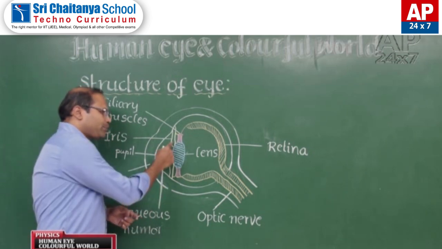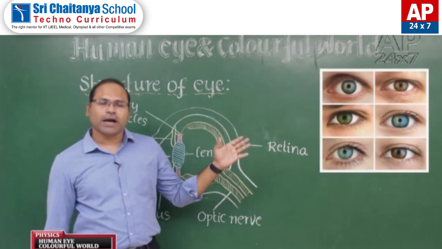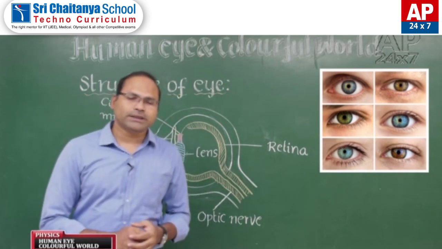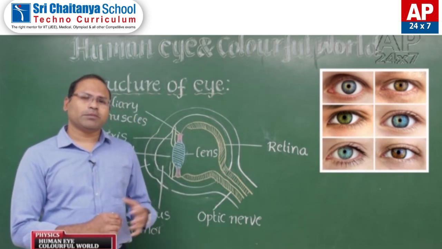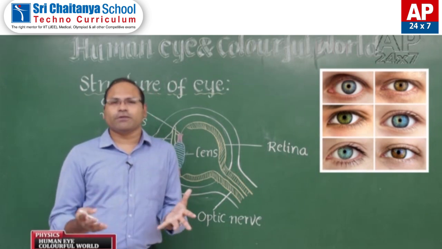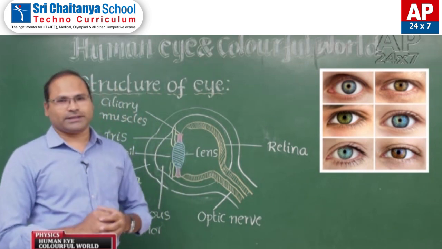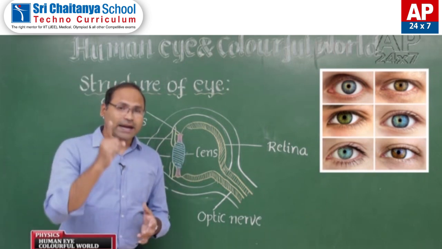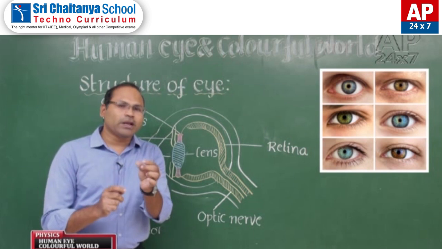Now, let us discuss this pupil and iris in detail. You can see some pictures here on the screen of different eyes. You are observing eyes of different colors. Some have green colored eyes, some brownish, some blue. In India, most of us have black colored eyes. The color of the eye is nothing but the color of the iris. At the center, you are observing a black spot, right? That is called the pupil. Wherever the pupil is, at the center, it appears black.